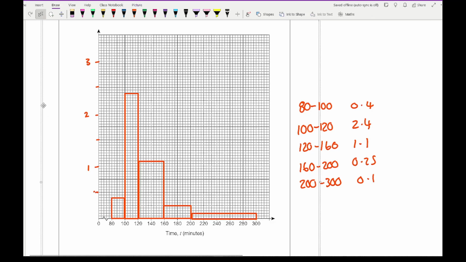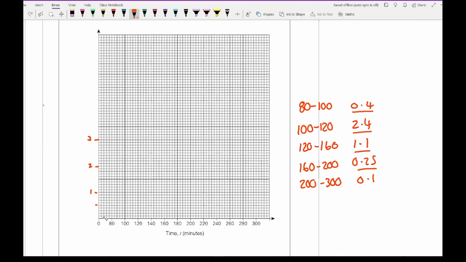Again, what you could have done is, if I get rid of all of this, you could have used a scale where that's going to be 1, that's going to be 2, and that's going to be 3. So each little box represents 0.1, and then draw your scale there. But as long as your first bar goes between these values, so it's 0.4, the next one is 2.4, then 1.1, then 0.25 and 0.1, then that is going to be absolutely fine. The general shape of the histogram should be the same.